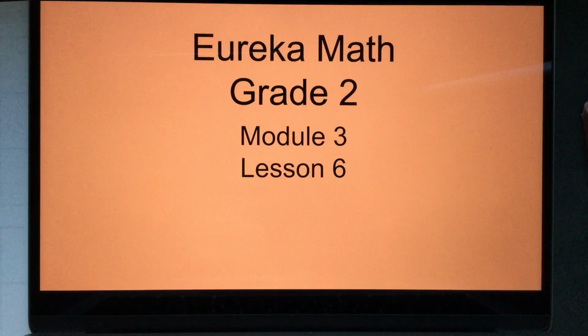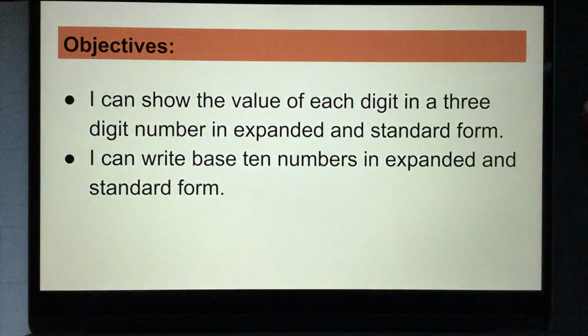This is Eureka Math, Grade 2, Module 3, Lesson 6. Our objectives are: I can show the value of each digit in a 3-digit number in expanded and standard form. I can write base 10 numbers in expanded and standard form.